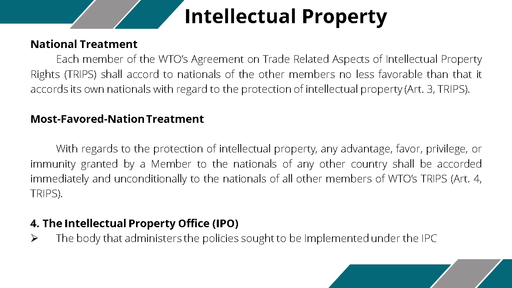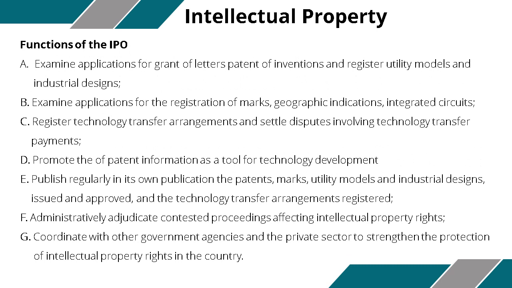Intellectual Property Office. What is it? It is the body that administers the policies sought to be implemented under the Intellectual Property Code. What are the functions of the IPO, so to speak? One, examine applications for grant of letters patent for inventions, and register utility models and industrial designs. What else? It examines applications for the registration of marks, geographic indications, integrated circuits, registers technology transfer arrangements, and settles disputes involving technology transfer payments.